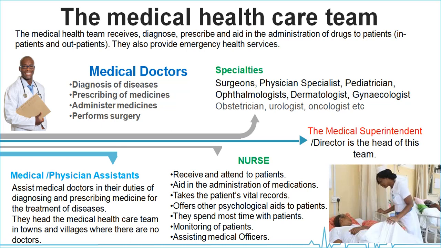The urologist takes care of the urinary tract and the male reproductive tract, and the oncologist, the cancer specialist, takes care of cancer patients. So basically, we have the doctors' various specialties, and you can name more.